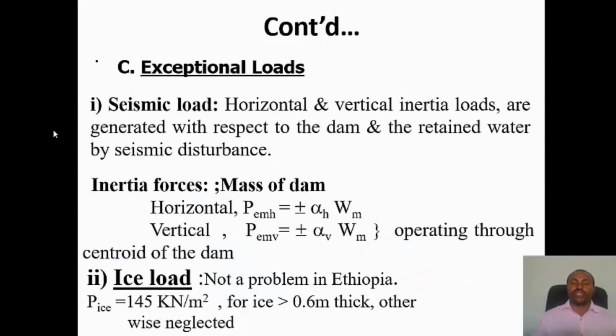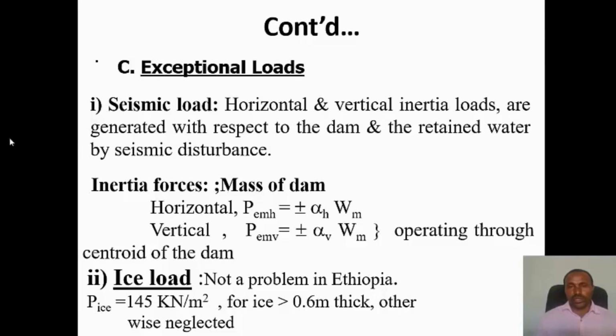Okay, the last one is exceptional loads. Exceptional loads are seismic load and ice. For seismic load, horizontal and vertical inertial loads are generated with respect to the dam and the retained water by seismic disturbance. So you have either horizontal or vertical inertial loads. When we say inertia, inertia is the resistance to the direction of motion.